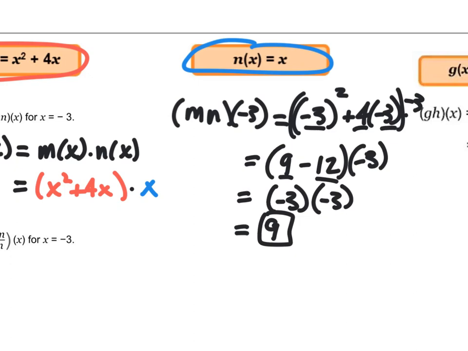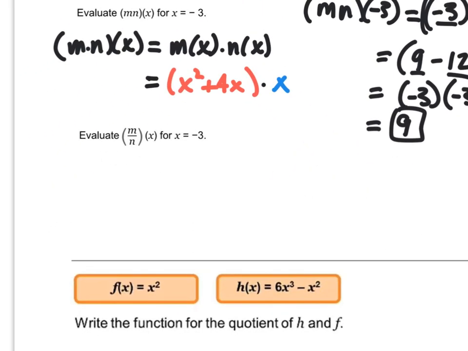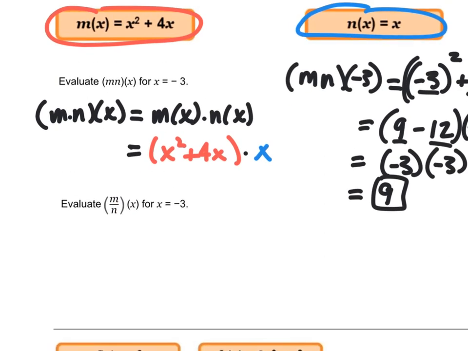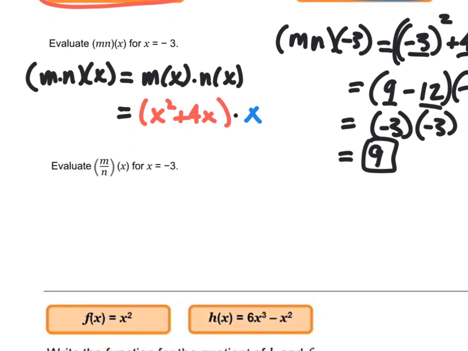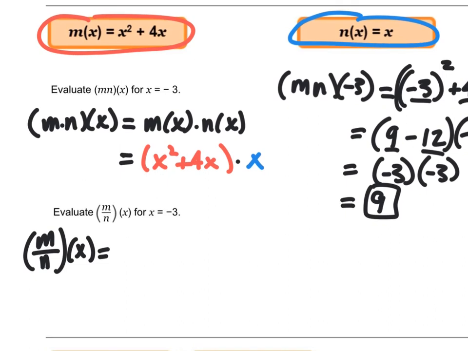Let's try that for division as well. If I wanted to take m over n of x and plug in negative 3, let's see what we get. m over n of x is equal to the function m, which is x squared plus 4x, divided by the function n, which is just x.